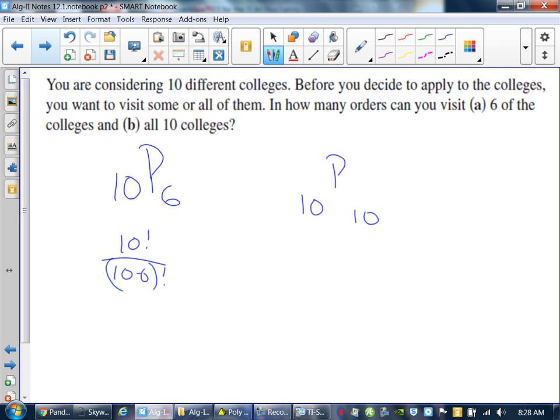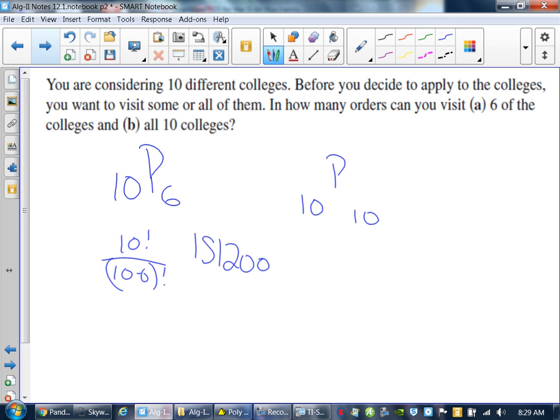10, 9, 8, 7, 6. 151,200 different ways that you can go from 10 and select and look at 6 different colleges. That's a lot. Again, it gets back to the idea of the actual enormity of numbers. You start to really think about how many different choices there really are as you go through it. And then obviously 10 factorial is even a bigger number.